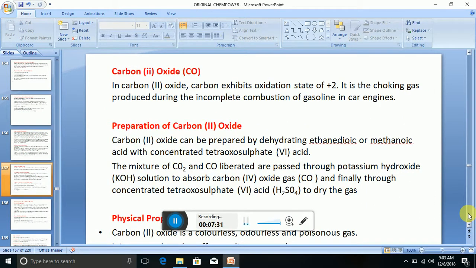In subsequent classes, we are going to be going into carbon (II) oxide, CO.